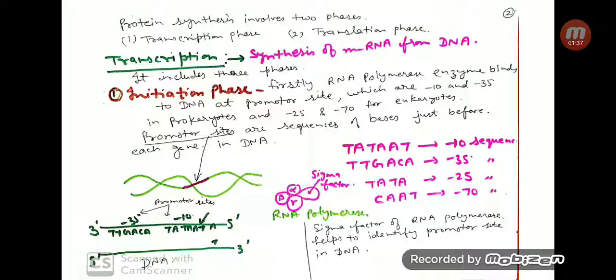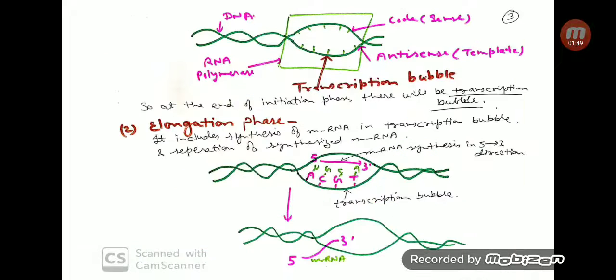-10 is known as TATA box, -35 is known as TTGACA, -25 is known as TATA, -75 is known as CAT. So at the end of the initiation phase, there is formation of transcription bubble due to attachment of RNA polymerase with the DNA. So in the transcription bubble, there are two different strands, sense and antisense. Antisense strand is also known as template.